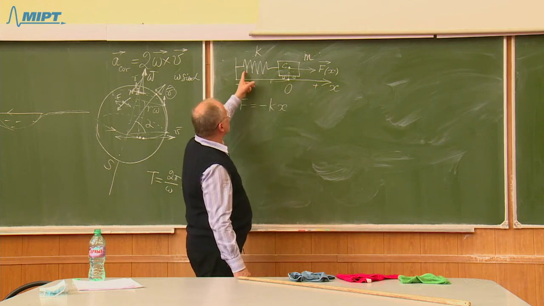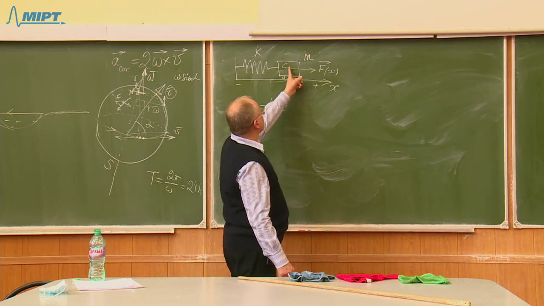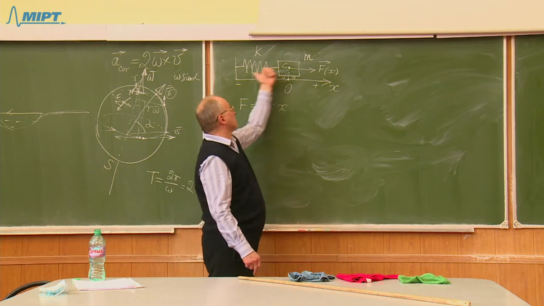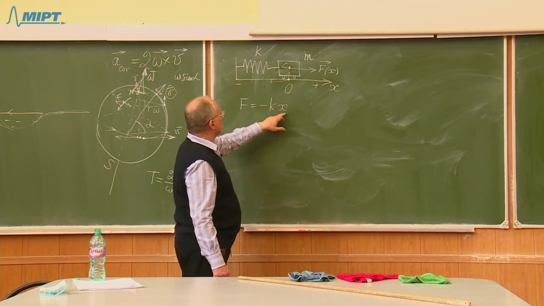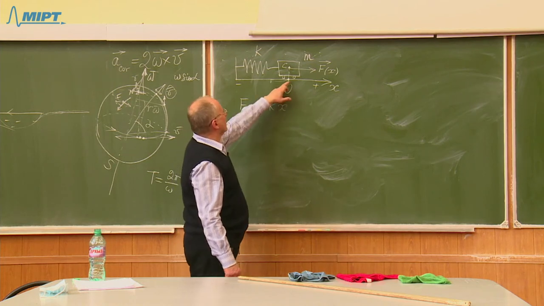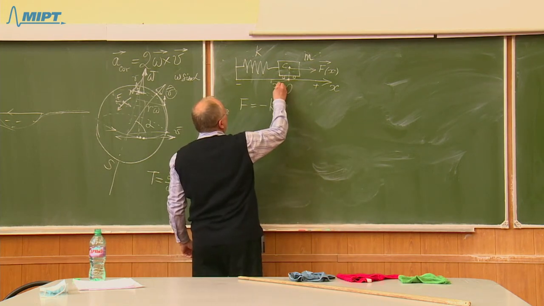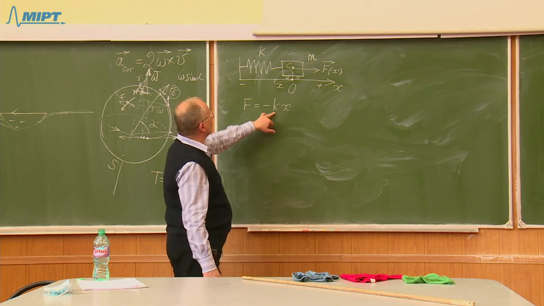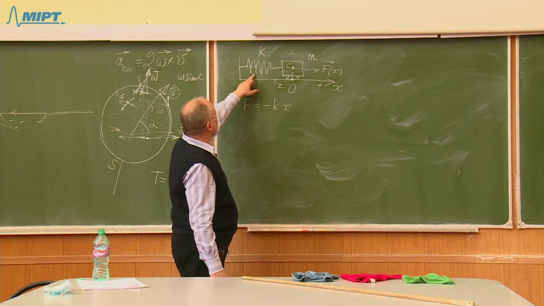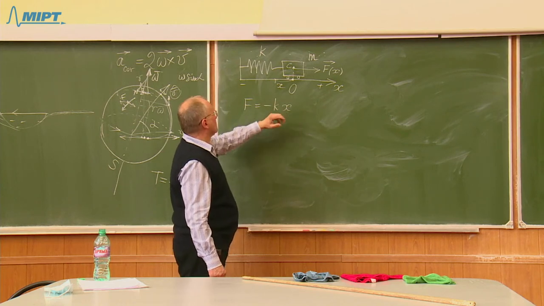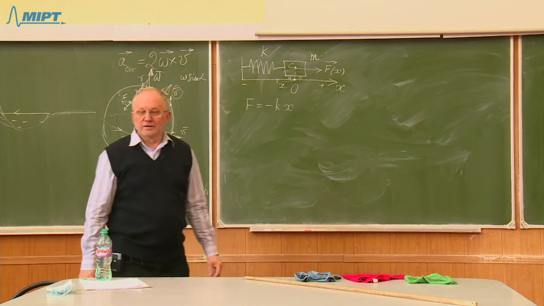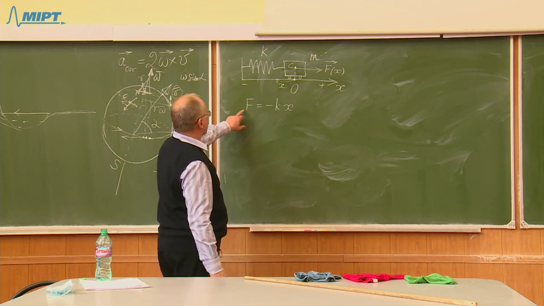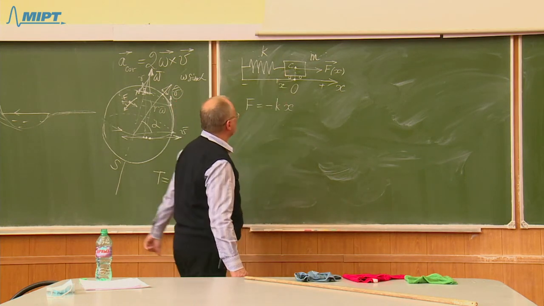And vice versa, if the spring is elongated, then the displacement of the body will be positive, but the force acting on the body will be negative. It will act in negative direction. So the force is always proportional to minus x, where x is the displacement of the body. And the coefficient of proportionality is called the stiffness coefficient of the spring. The stiffness of the spring is just a coefficient which is characterizing the spring. So this is the law describing the force of interaction between the spring and the body.